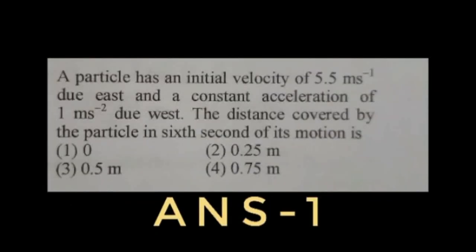A particle has an initial velocity of 5.5 meters per second due east and a constant acceleration of 1 meter per second squared due west. The distance covered by the particle in the 6th second of the motion. Distance in the 6th second. Initial velocity is given and constant acceleration is also given.